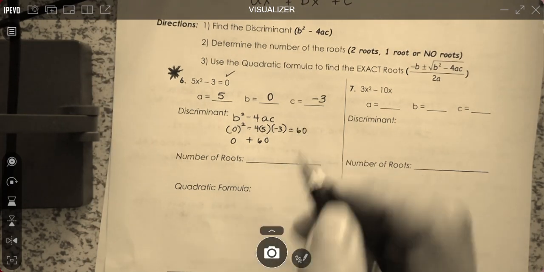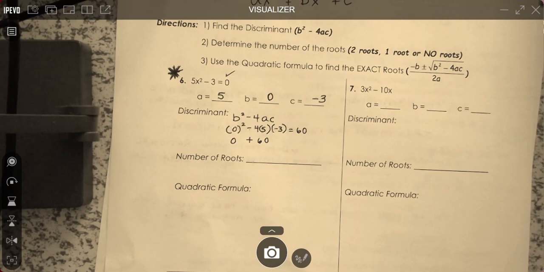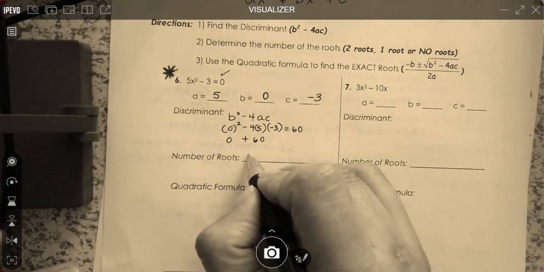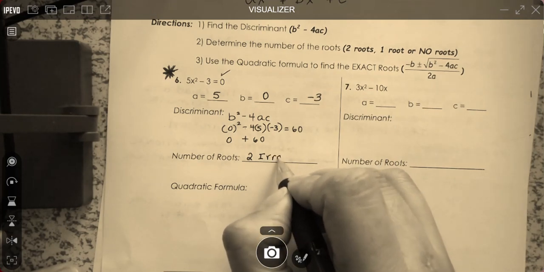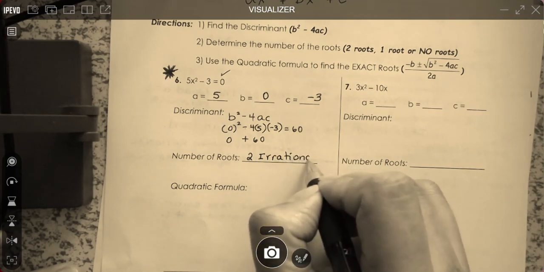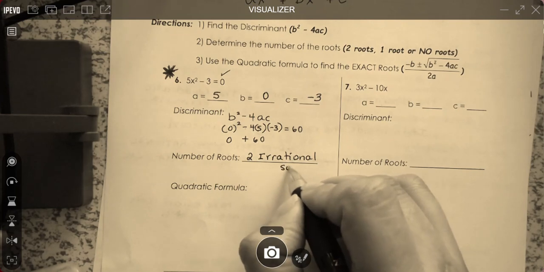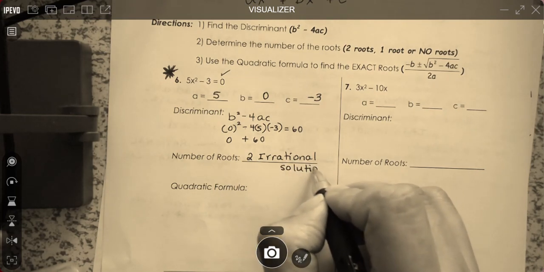Here's the question on the test. Hey, if the discriminant is 60, how many roots do you have and what type of roots? 2 rational? 2 irrational. Beautiful, beautiful. Irrational. Okay.